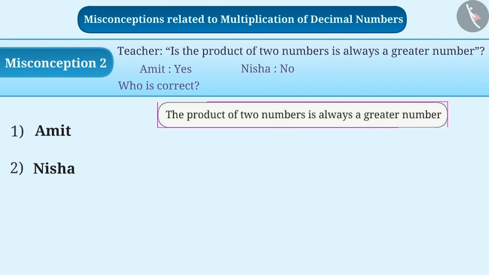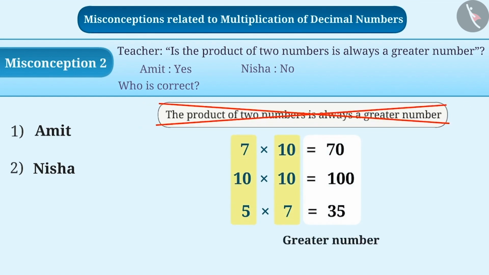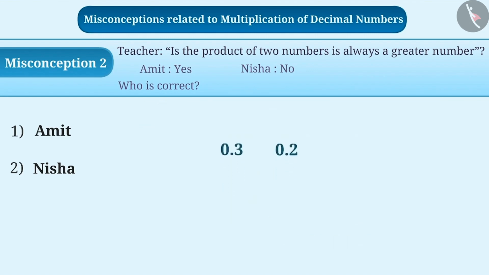If they are asked to verify this, then they give example of multiplication of two whole numbers like 7 multiplied by 10 is equal to 70, 10 multiplied by 10 is equal to 100 and 5 multiplied by 7 is equal to 35, etc. And they explain that the product of two numbers is greater than those numbers. But this is a misconception. Product of whole numbers is definitely a greater number. But is the product of decimal number also a greater number? Think for a while.